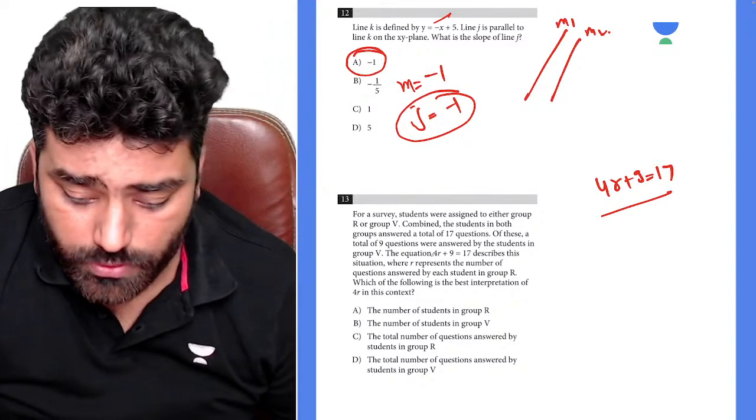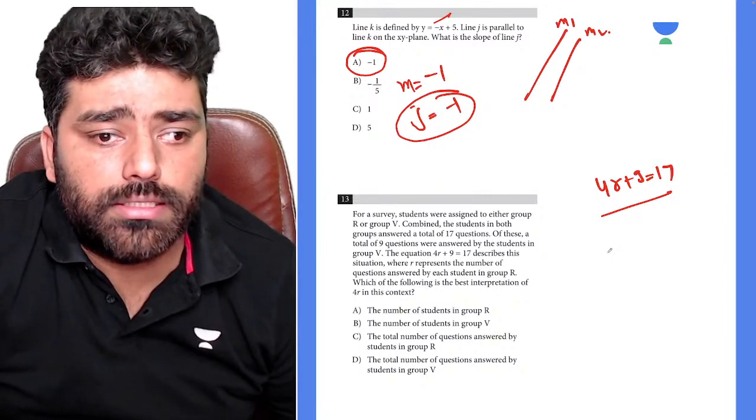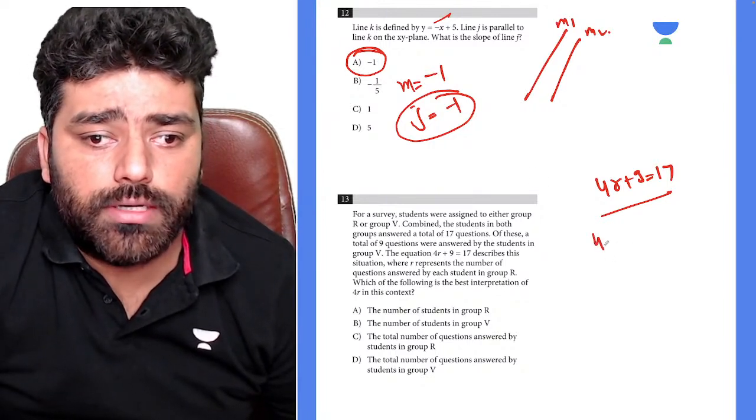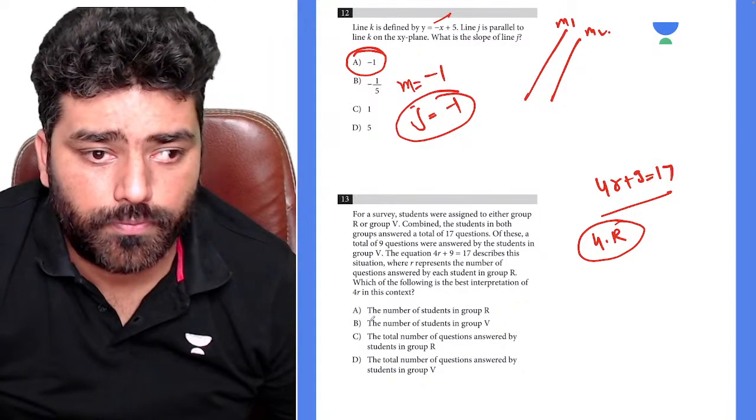Guys, anyone want to give the answer for this? So R is the group, and 4 times R is the total number of students in the group, right?